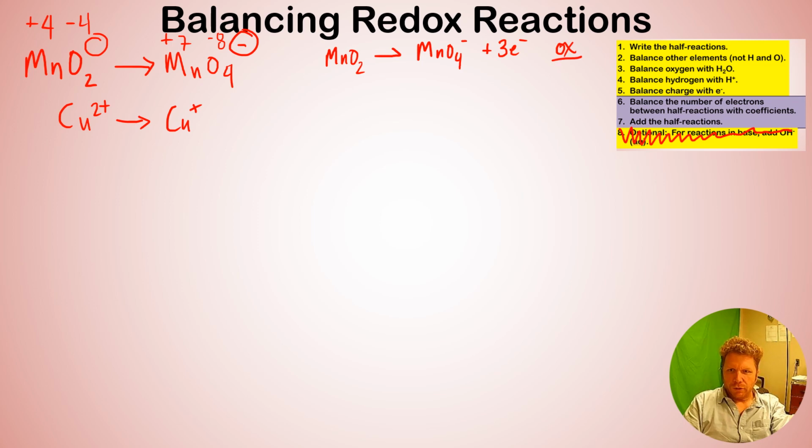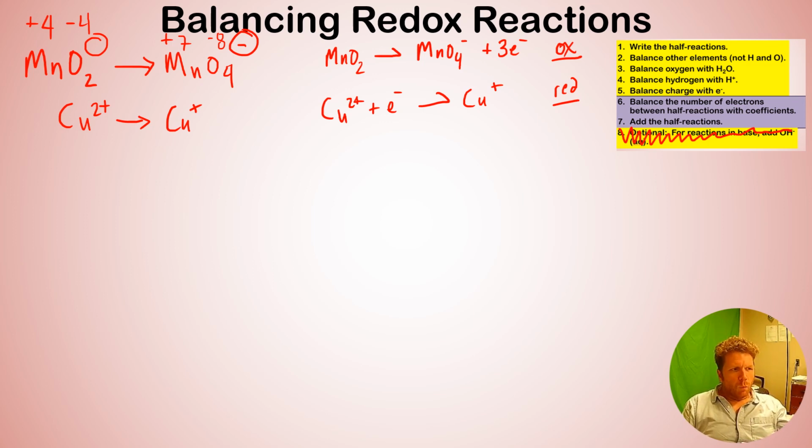My reduction reaction, well, I've got copper 2 plus going to 1 plus. Okay, so that means there's 1 electron. In addition to that, what I also know is that my electron is going to be on the reactant side. Plus 1 electron yields Cu plus. This is my reduction, RED.